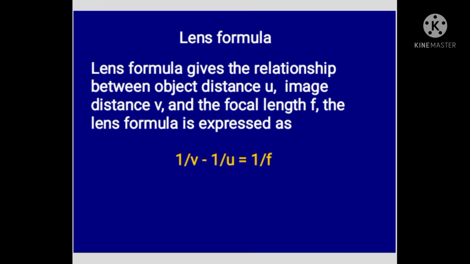Now let us derive the lens formula. As we have a formula for spherical mirrors, we also have a formula for spherical lenses. This formula gives the relationship between object distance u, image distance v and the focal length f. The lens formula is expressed as 1/v minus 1/u equals 1/f.